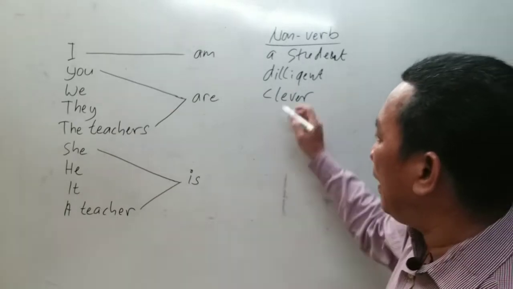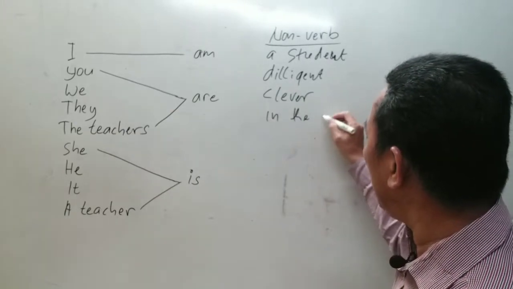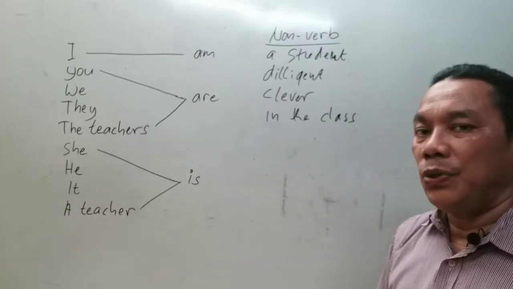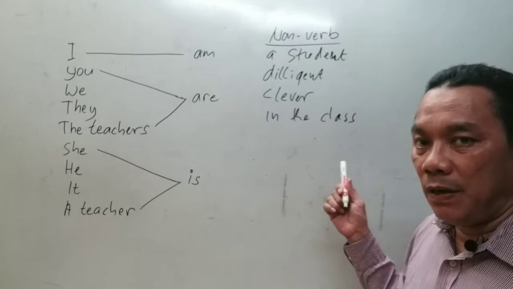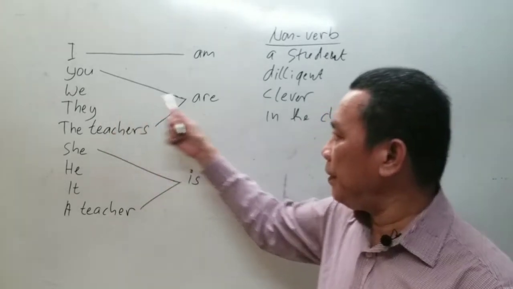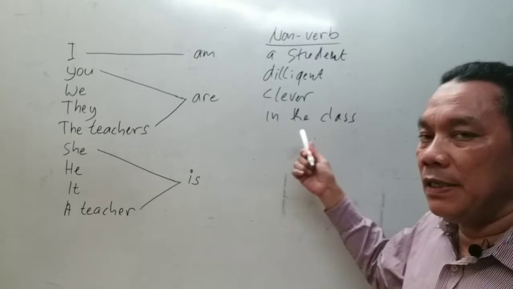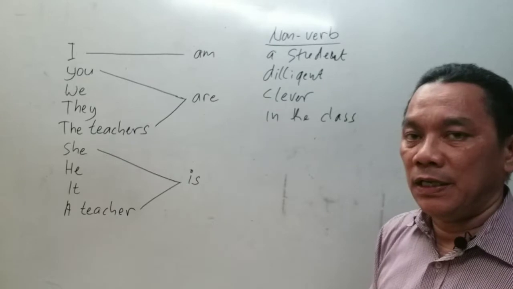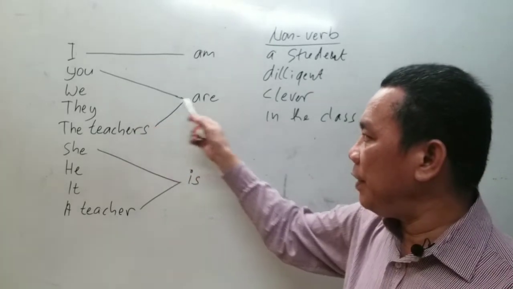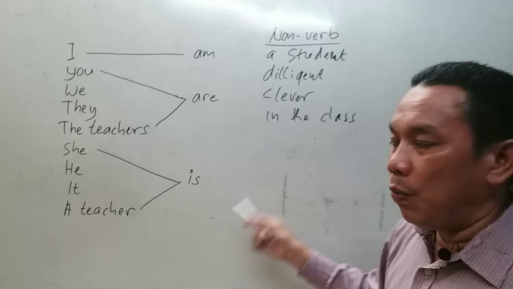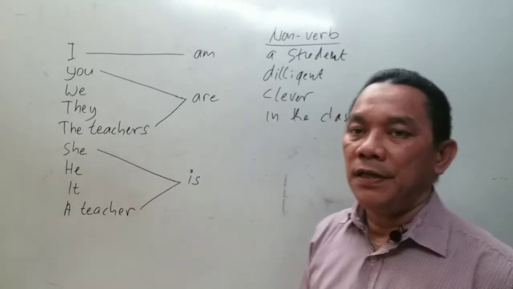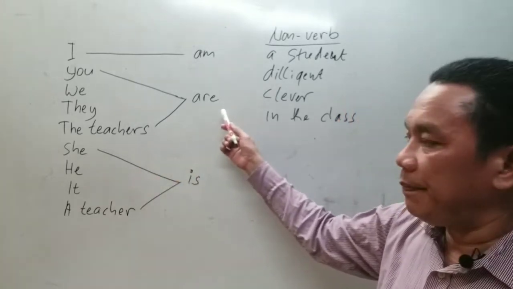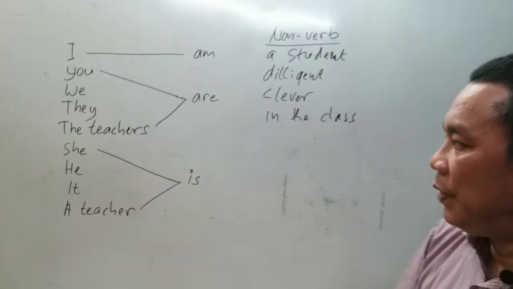Now, next example. They are, let's say, in the class. In the class is also non-verb. This is an adverb. Okay? Let's say, they are in the class. Because in the class is non-verb, well, that's why I use to be in a sentence. I say, they are in the class. Why the to be is are? Because they is more than one. Okay? The to be for they is are. You understand this?